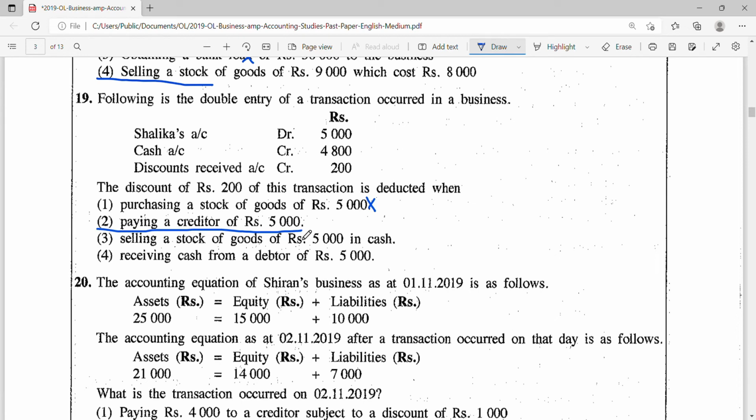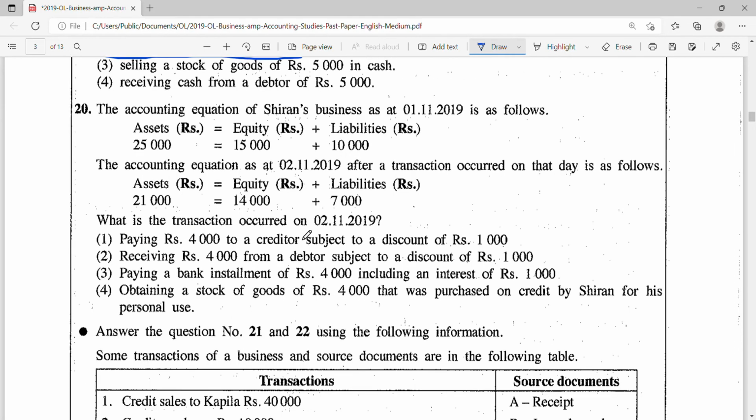Selling a stock of goods of rupees 5,000 in cash. So by selling goods for 5,000, when you receive 200, will you receive 200 as your discount? No, you will allow discount. So that's incorrect as well. Receiving cash from a debtor of rupees 5,000. Again here, the discount that you give is called discount allowed, because it's the cash that you should be getting. So when you allow the discount, it's discount allowed for you. So here it's a discount received, which will happen or get deducted when you are paying a creditor of rupees 5,000.